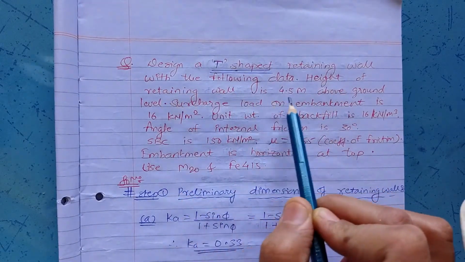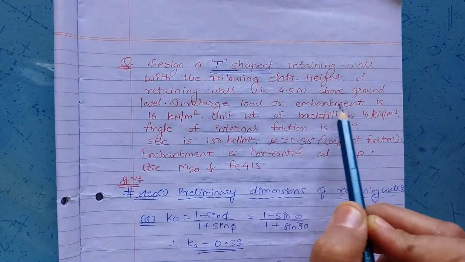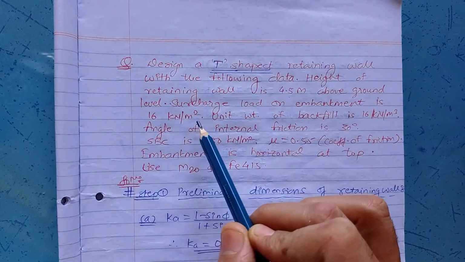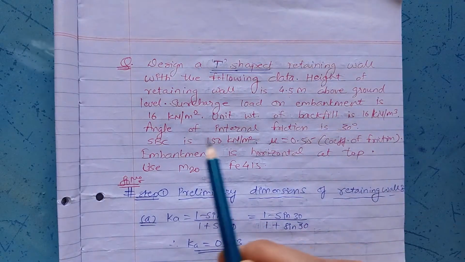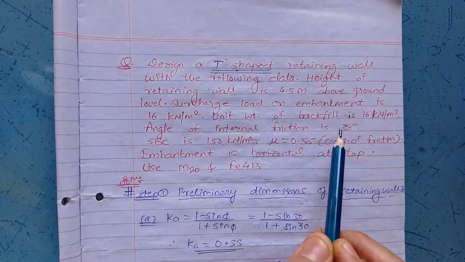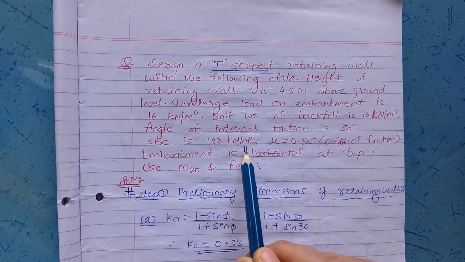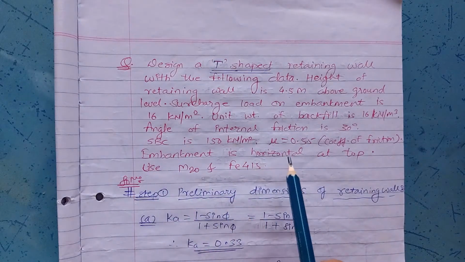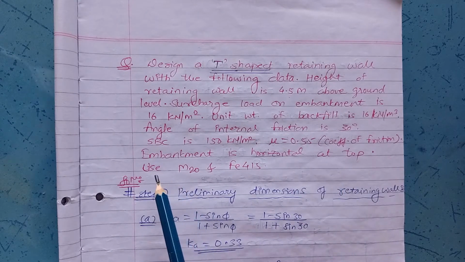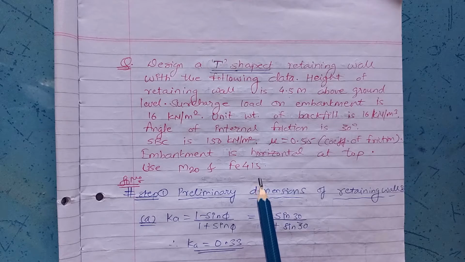Height of the retaining wall is 4.5 meters above the ground level. Surcharge load on the embankment is 16 kN per meter square. Unit weight of the backfill is 16 kN per meter cube. Angle of internal friction is 30 degree. Safe bearing capacity, that is SBC, of the soil is 150 kN per meter square. Mu, that is coefficient of friction, is given as 0.55 and embankment is horizontal at the top. Use M20 grade of concrete and Fe 415 steel.